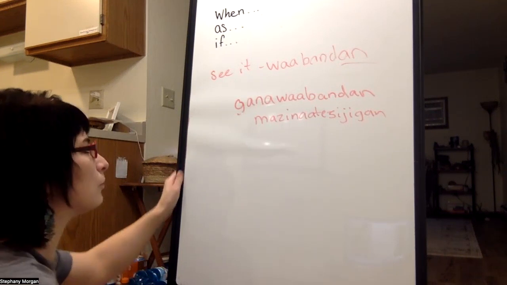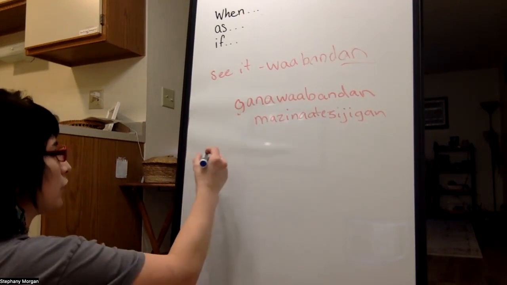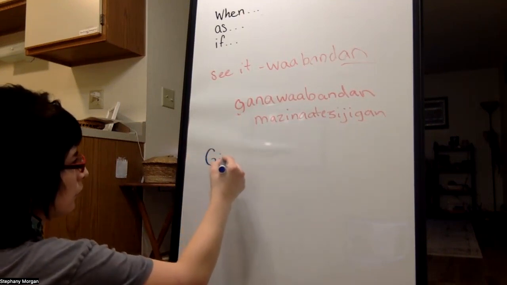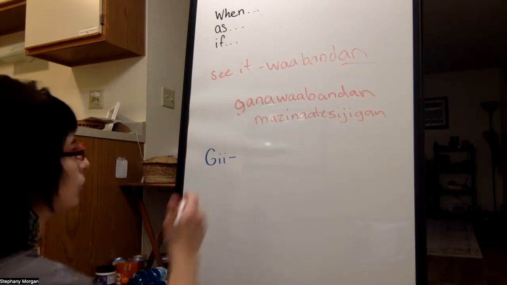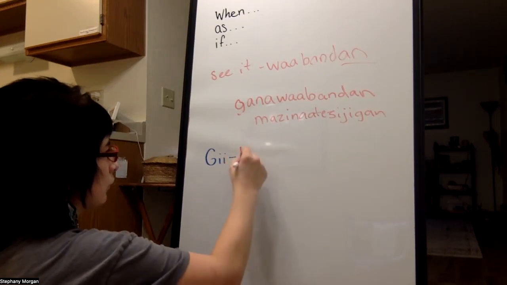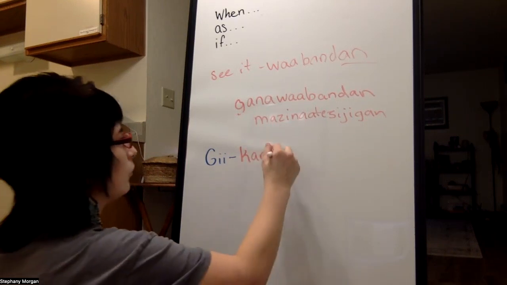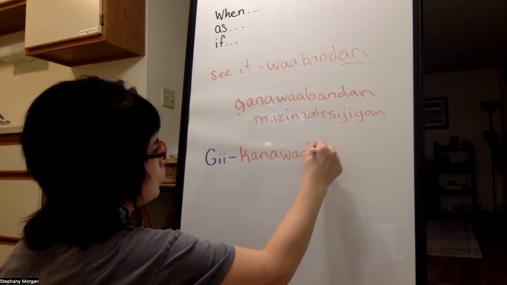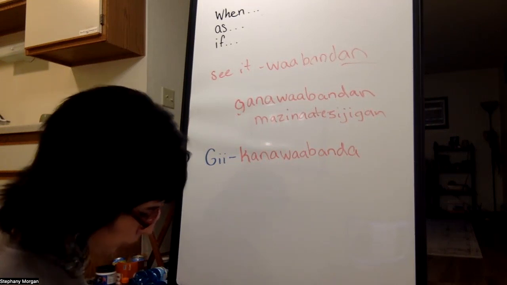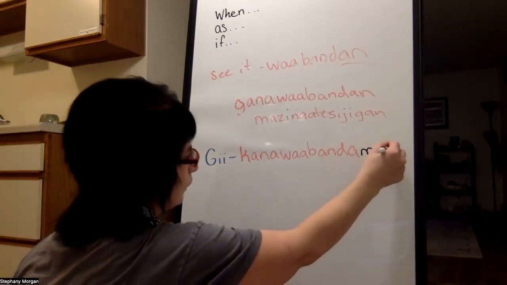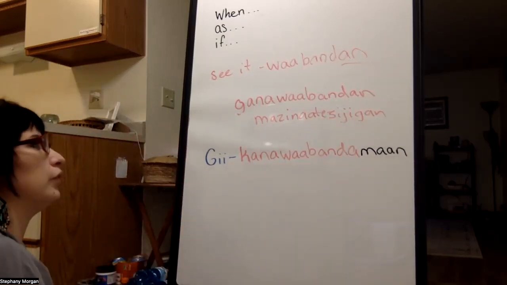So that is a B form. And when I was, that's past tense. So we're going to want to start with gi, hyphen. Then we start with our verb, gonna wa, the man, mazinate sijigan, gi kanawaban the man, mazinate sijigan.